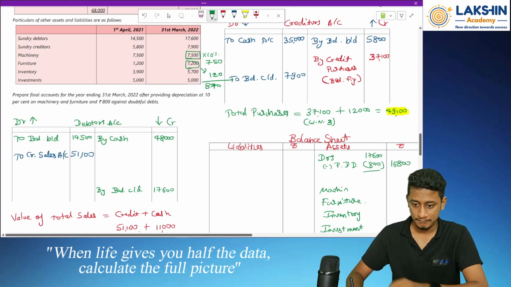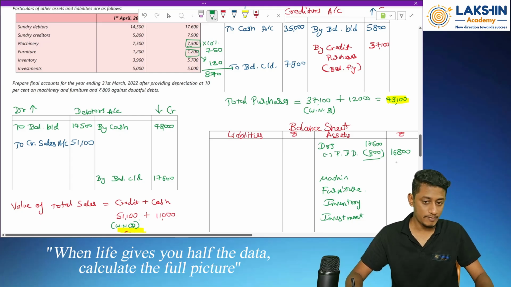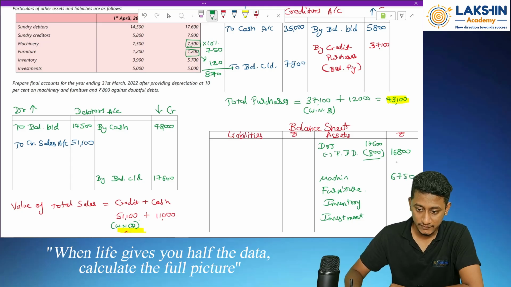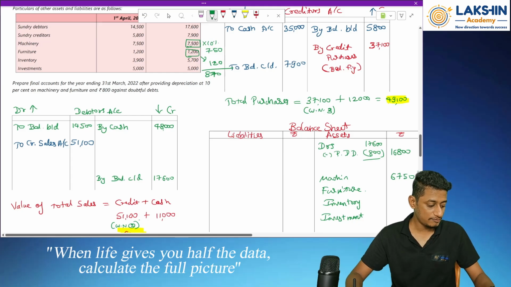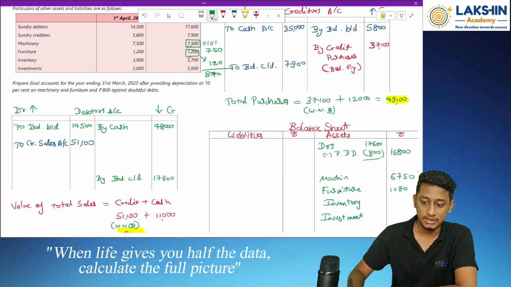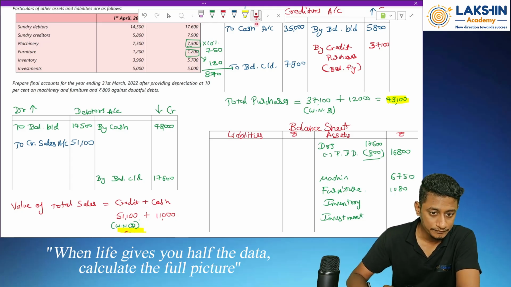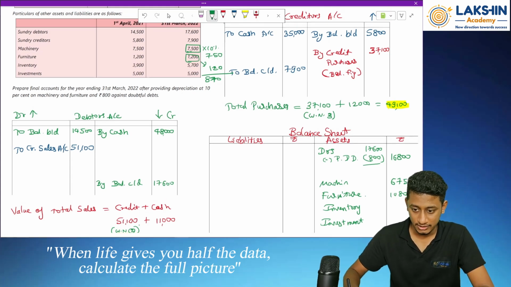So how much will that be? 16,800. Then machinery. So 7,500 is the value of machinery minus 750 is the depreciation. So 6,750 is the value of machinery, the net value. And coming to my furniture, 1,200 minus 10%. That would be 1,080, the value of furniture after depreciation. So inventory, closing inventory is how much? 5,700. 5,700 is the value of closing inventory. Investment value is 500.